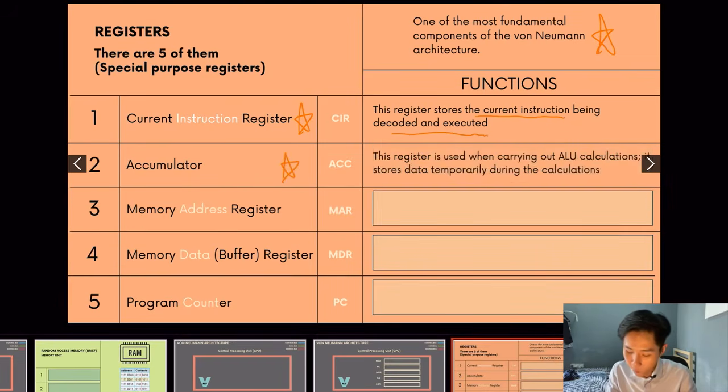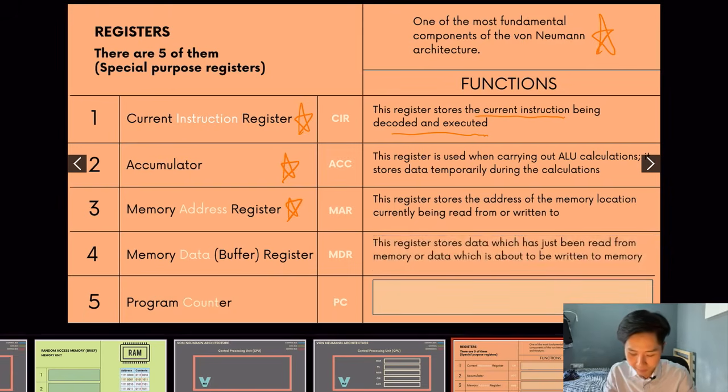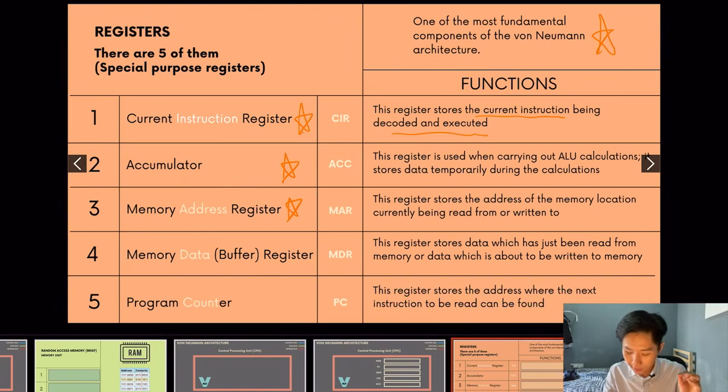It is used to store the result of the ALU calculation. If you remember, the ALU will produce an output, and the result of this output will be stored in the accumulator. Next up, the memory address register. It is used to store the address of the memory location currently being read from and written to. As for the memory data register, it stores data which needs to be stored. And last but not least, the program counter. It stores the address where the next instruction to be read can be found.